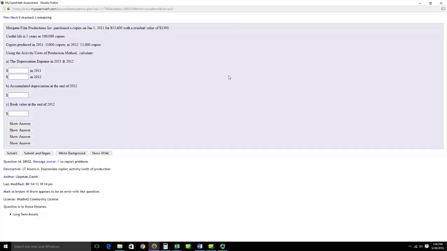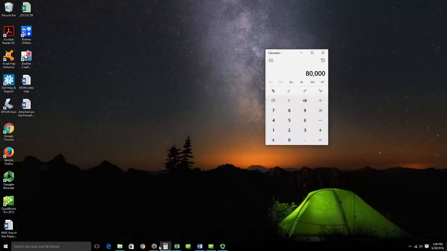Okay, this particular problem in My Open Math uses the same asset. You're still buying a copier. You have a different cost and a different salvage or residual value, but it's still a 5-year life, and the copier is still going to produce 100,000 copies over its useful life. This problem has us using the units of production method to calculate depreciation. It's still asking for the same answers: the first 2 years of depreciation under the units of production method, the accumulated depreciation at the end of year 2, and the book value at the end of year 2. So let me pull up my example here.